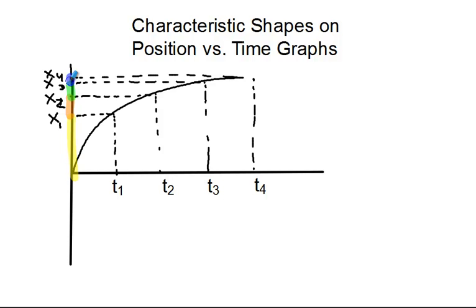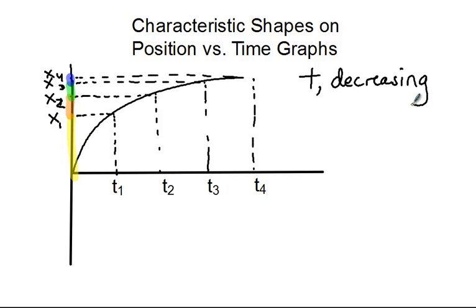What about our direction, though? Yeah, we're still getting further and further away. You see that x1 is further away from x0, x2 is still further away from the origin than x1, x3 is further away than x2, and x4 is further away than x3. So we're still going in the positive direction, but our object is slowing down. So we're going to say that our motion for this shape on a graph is defined as positive, but decreasing velocity.